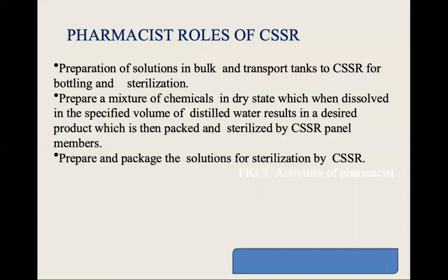So what does the pharmacy have to do? You are thinking that it is the Central Sterile Department, so what does the pharmacy do over there? The pharmacist prepares various solutions, bulk chemicals which are used for sterilization, and transport tanks for bottling. A mixture of chemicals in dry state dissolves in a specified volume of distilled water, resulting in the desired product, which is then packed and sterilized by CSSD personnel.